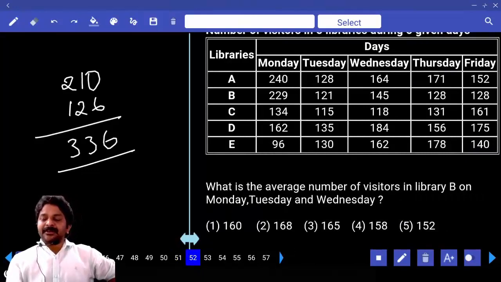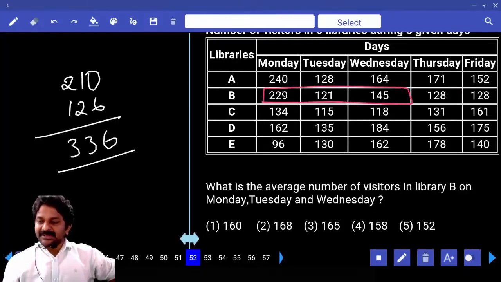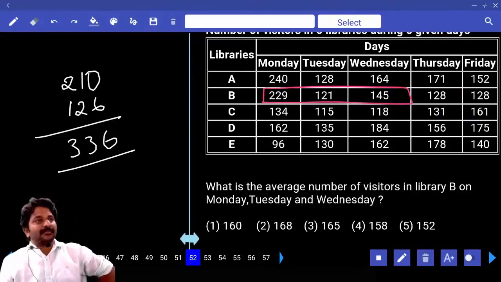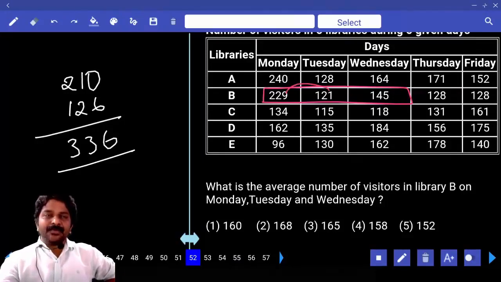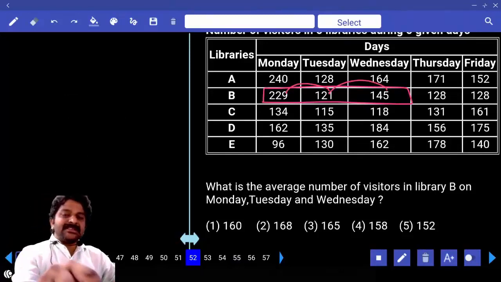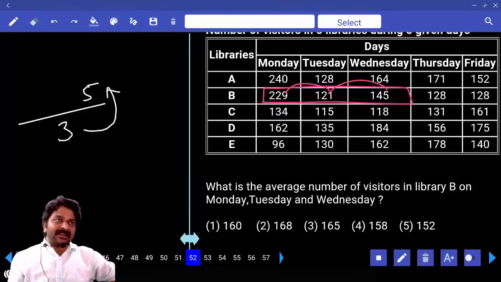What is the average number of visitors in library B on Monday, Tuesday, Wednesday? First 3 days, correct? Monday, Tuesday, Wednesday. Answer must end with 5. There is only 1. So what did we verify now? Last digit. 9 plus 1, 0. 0 plus 5. So last digit is 5. And denominator average 3. 3 into which number ends with 5? Answer must end with 5 and there is only 1. Clear?